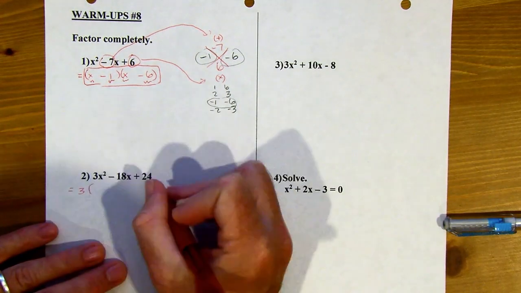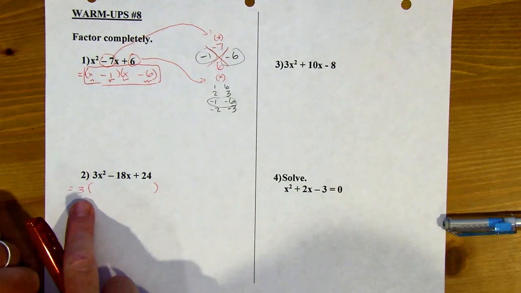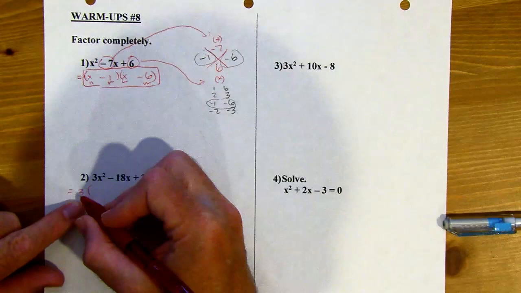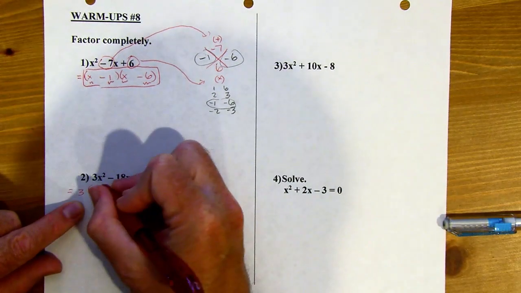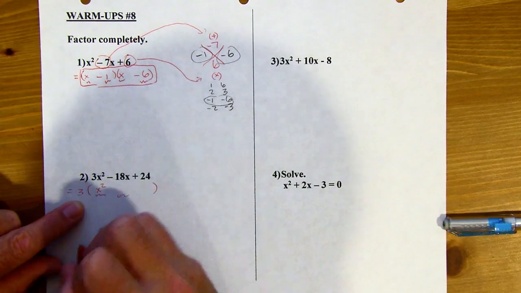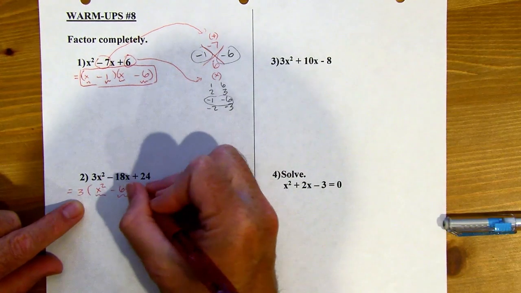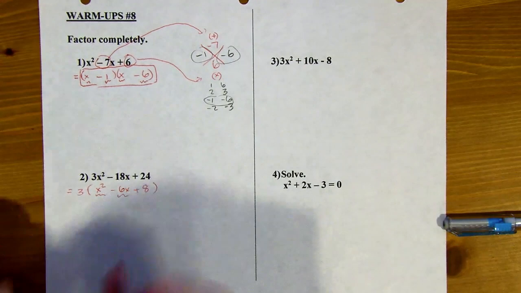It's kind of like dividing all 3 terms by 3, but we're putting the 3 out there so that we could distribute it back in and it would still be equivalent. What I like to do is think, oh, 3 times something is 3x squared. That would be x squared. 3 times something is negative 18x. That's negative 6x. And 3 times something is 24. That's 8. So now I've factored the 3 out.